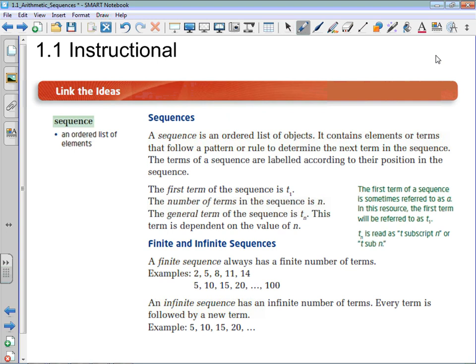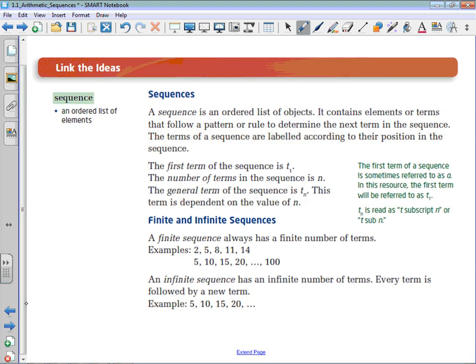Now, a sequence itself is just an ordered list of objects. When we talk about those sequences, we are going to talk about both finite and infinite sequences. The way that we can tell the difference is that finite sequences end, and infinite sequences will always have these three dots. It's called an ellipsis. It tells us that the sequence goes on forever.